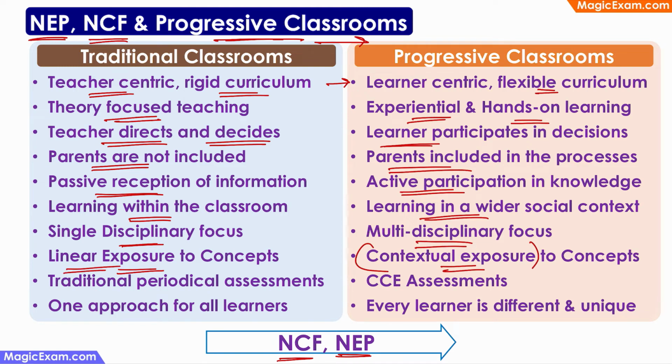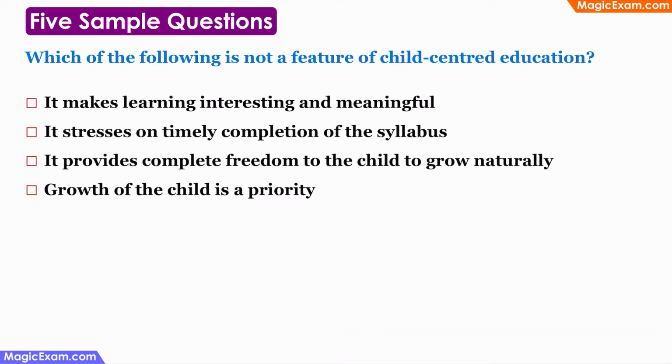And in a traditional classroom, there are the traditional periodical assessments like the weekly test, monthly test, and the annual test. Whereas in a progressive classroom, we are looking at continuous and comprehensive evaluation. And finally, in a traditional classroom, there is just one approach for all learners. That is, we say this one size should fit all students. Whereas in a progressive classroom, there is an understanding that every learner is different and unique. Therefore, the teaching and learning methodology has to take into account that each child will learn at a different pace or in a different way.